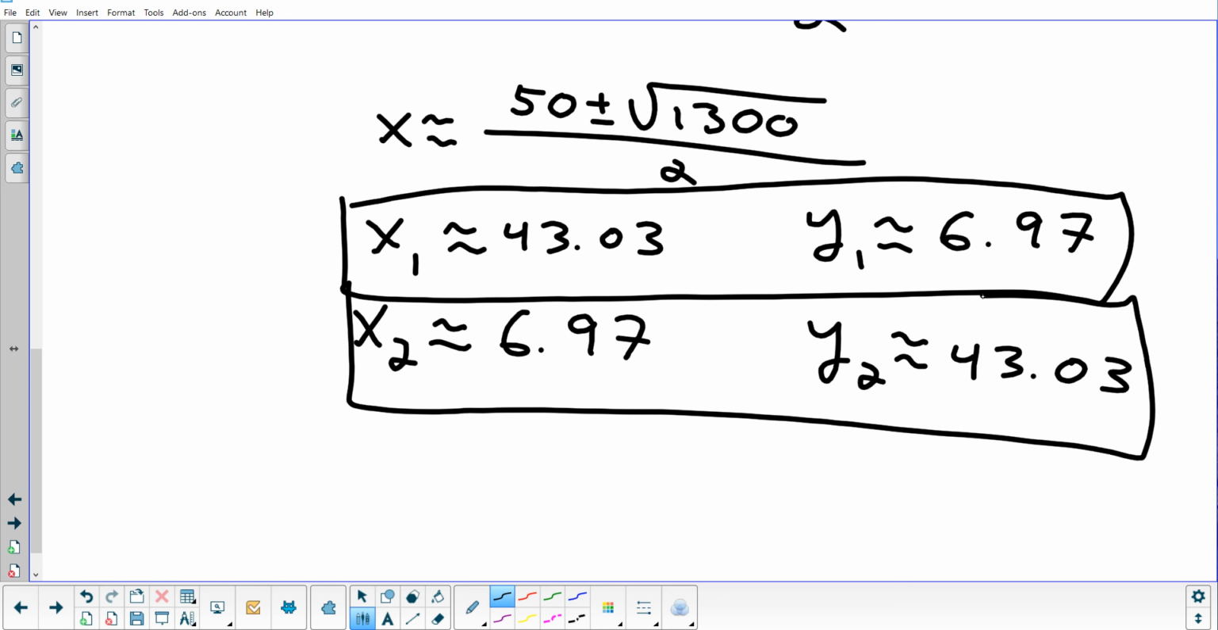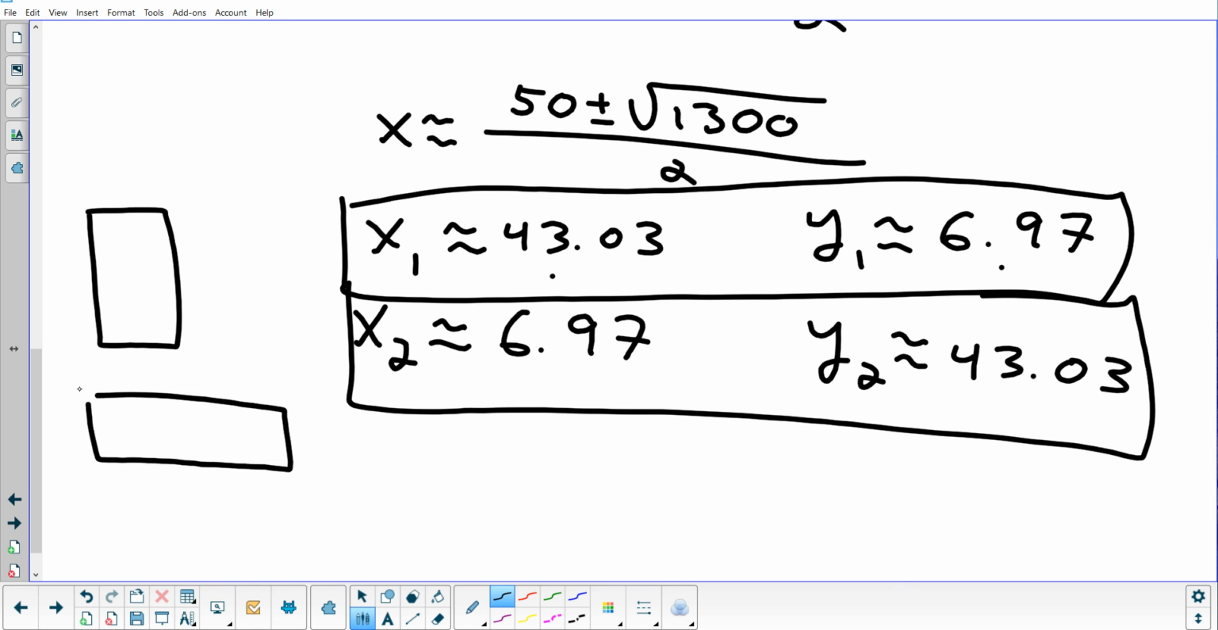If you apply this back to the rectangle problem, that means the answer to that one, you could have a length of 43.03 and a width of 6.97, or a length of 6.97 and a width of 43.03. It's kind of weird to say it that way, but it basically means this. You could have a rectangle that looks like that as the answer, or it looks like that. It's the same rectangle. It's just one time it's vertical, and the other time it's horizontal. But technically it is two different answers. Okay. Any questions on that?